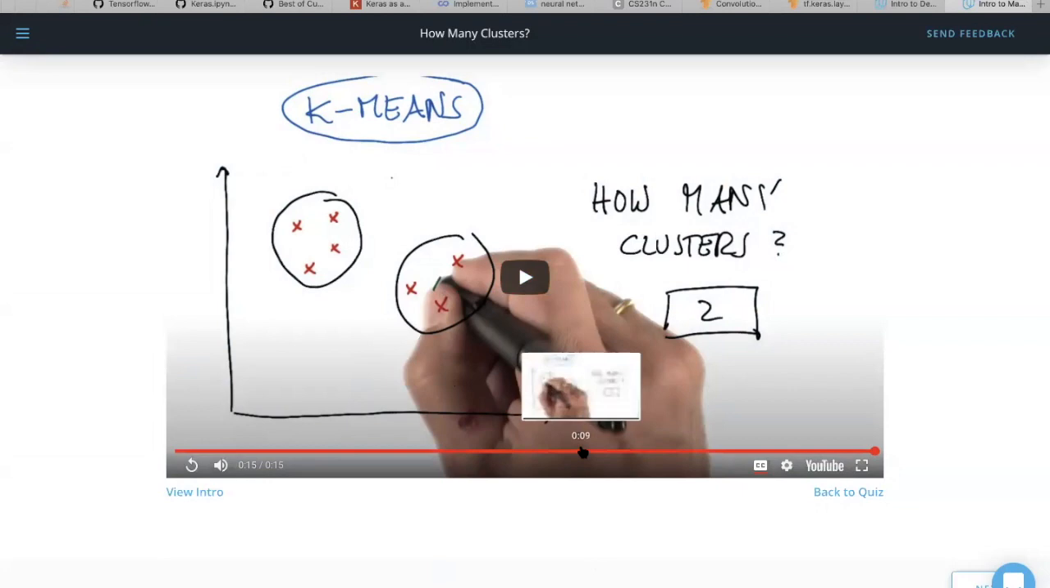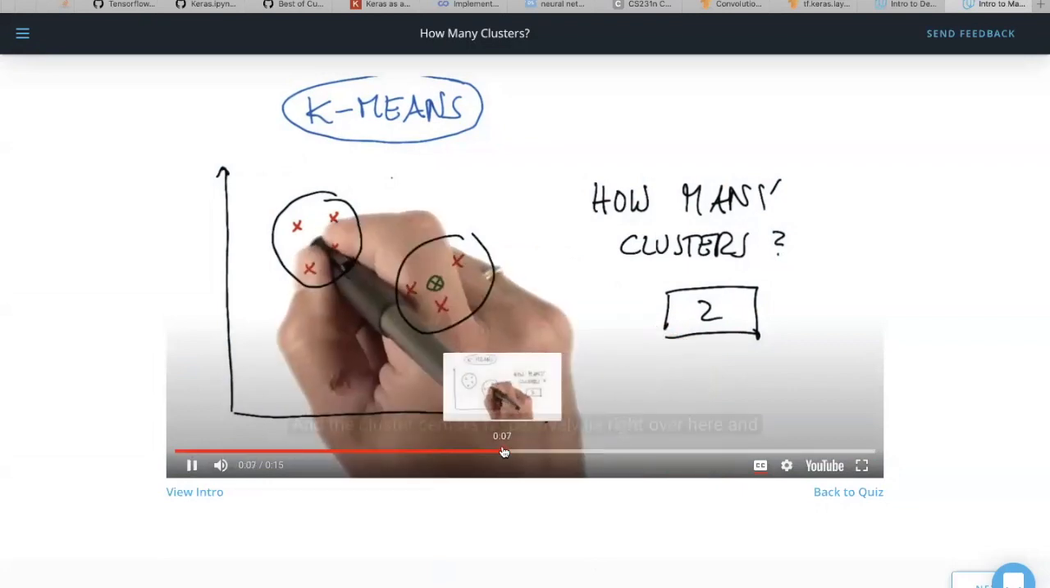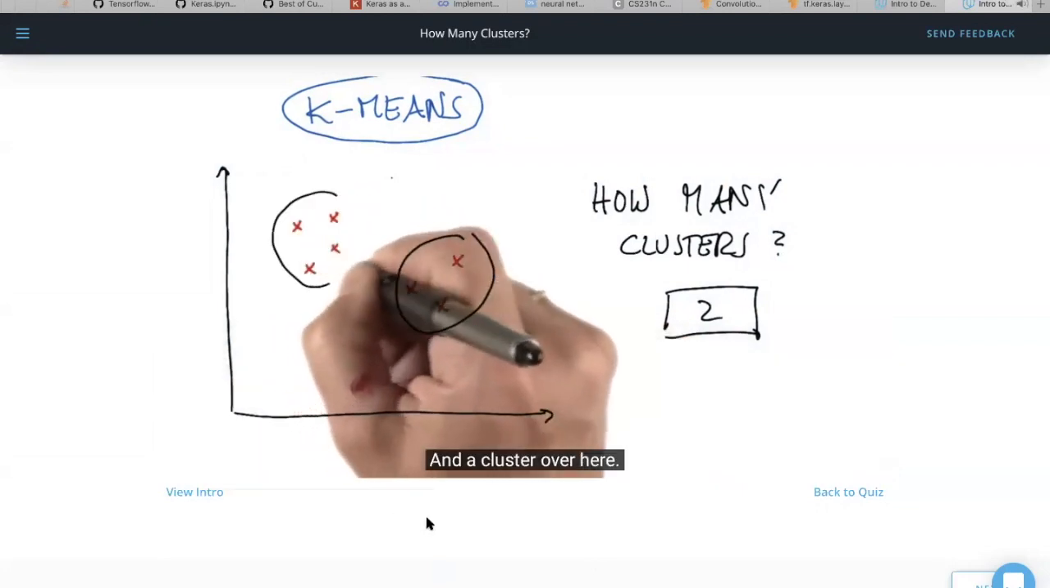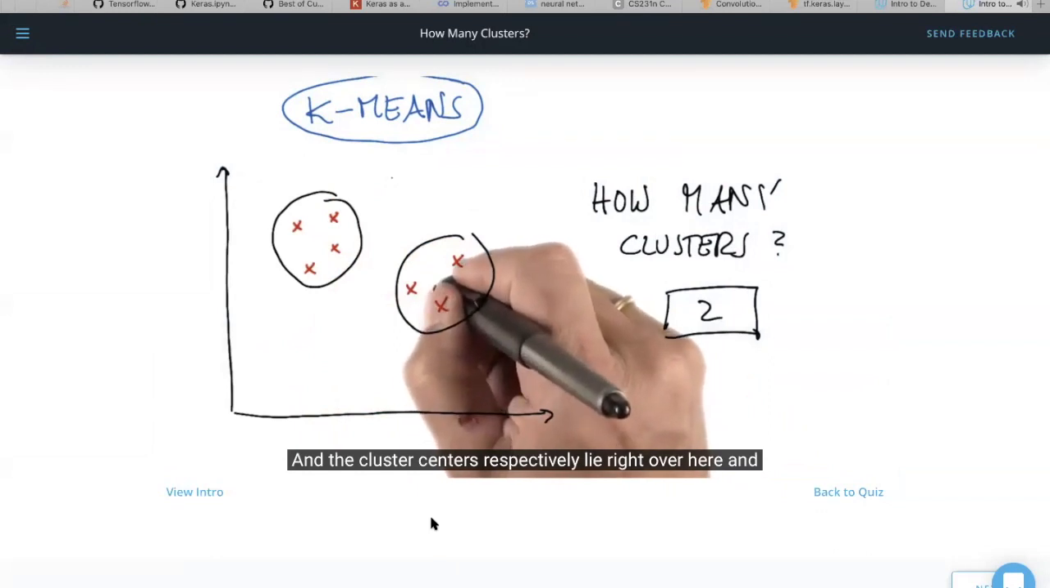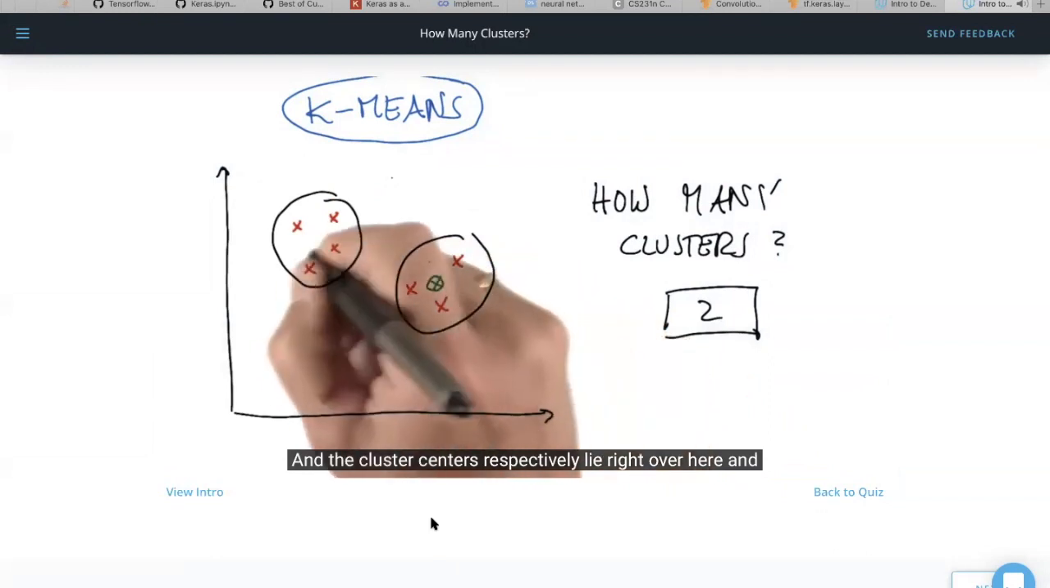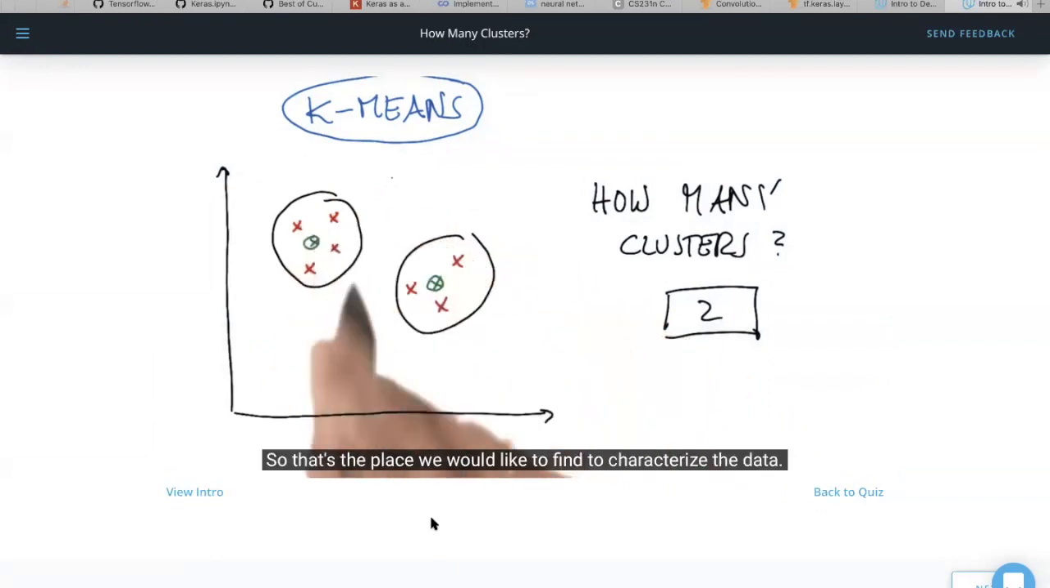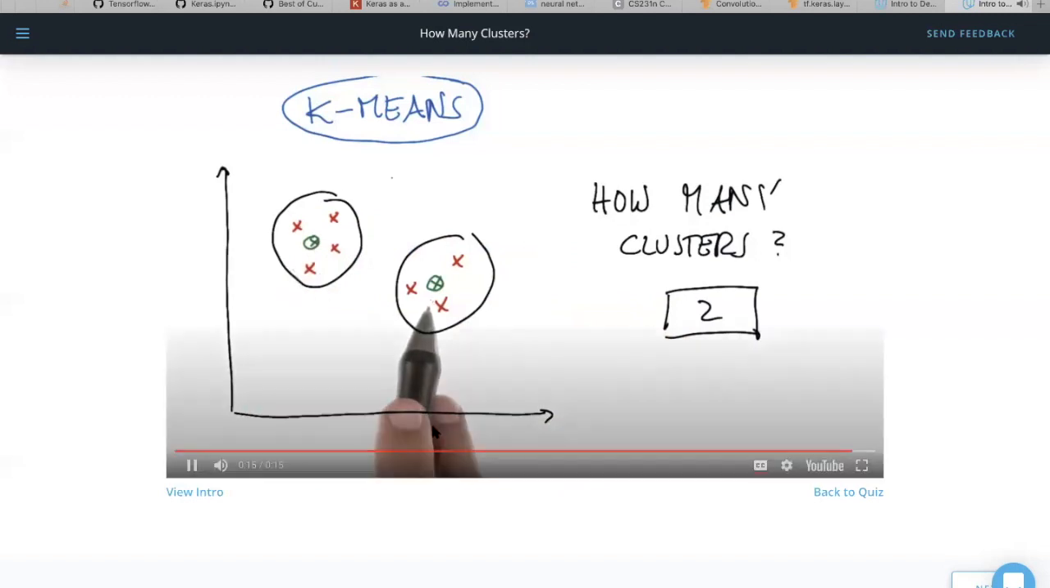So over here, and the cluster centers, respectively, lie right over here and somewhere over here. So that's the place we would like to find to characterize data.